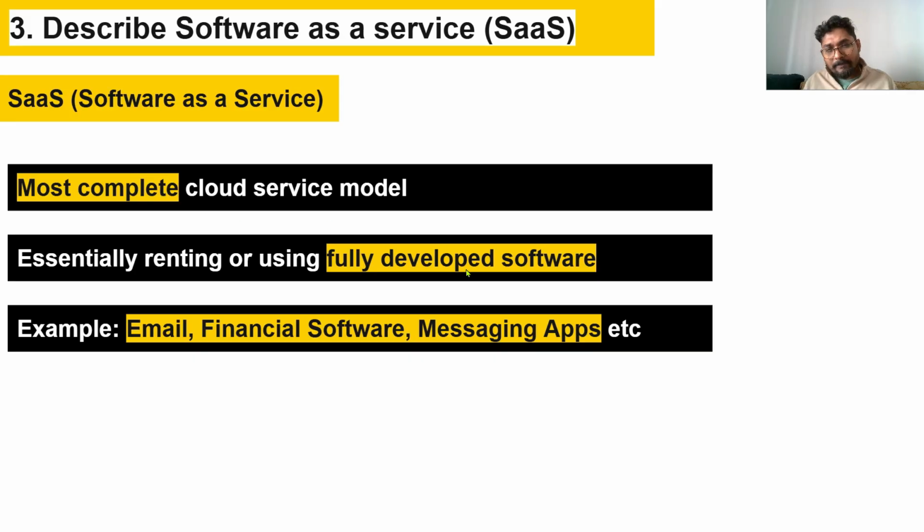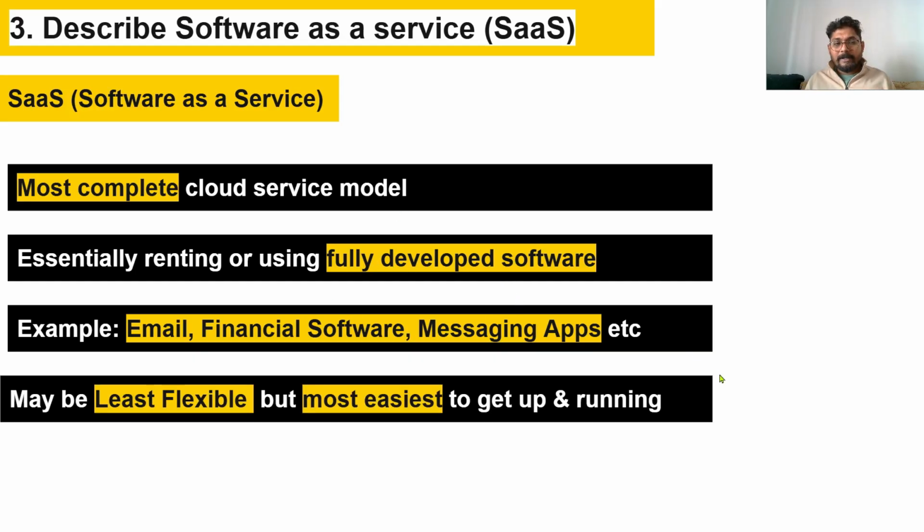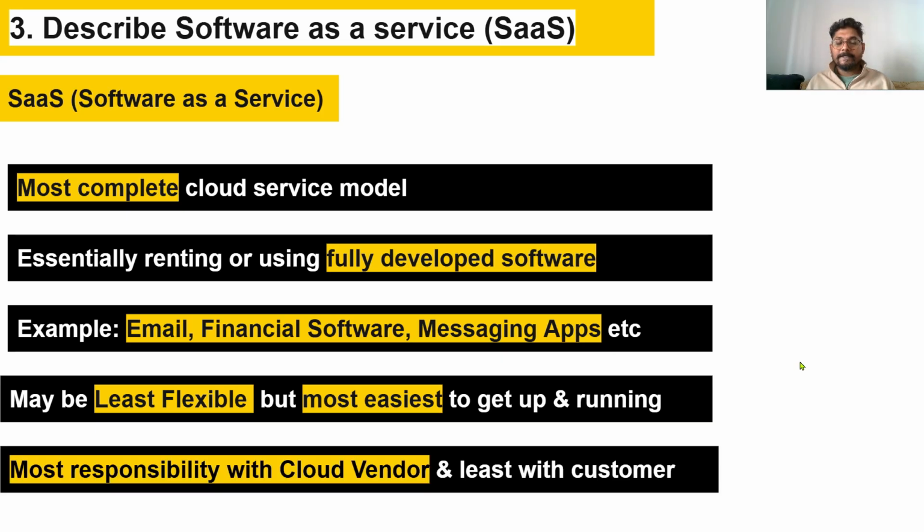It is the most complete cloud service model. Remember the ones which I'm highlighting yellow in color, very, very important keywords. Okay. So which is the most complete cloud service? IaaS, PaaS, SaaS. So SaaS you would say. Okay. So fully developed software. Now here it may be least flexible. Which service is the least flexible for customer? Least flexible, you can't do much apart from using the software, right? So maybe least flexible, but most easiest to get up and running. Okay, these are the keywords which I'm highlighting, very important. Maybe least flexible and most easiest.